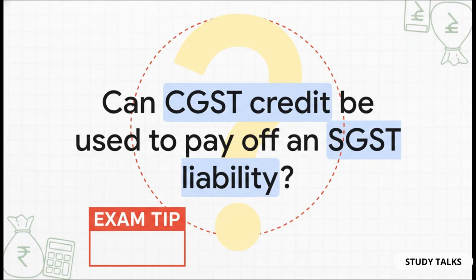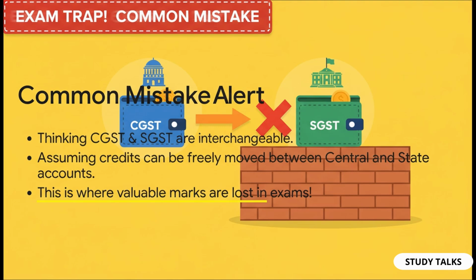So let's circle back to that very first question I asked you. This is a classic MCQ trap. A supplier has 100 rupees of CGST credit and 100 rupees of SGST credit. They have to pay an SGST liability of 50. Can they use their CGST credit to pay it off? What's your gut instinct? A lot of people might say, yeah, sure, why not? And that is the huge common mistake.